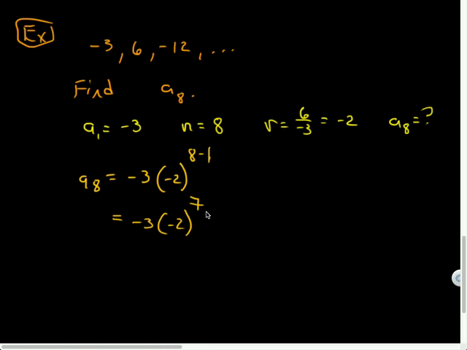Now, question. Is negative 2 to the 7th going to be positive or negative? Negative. Why? Because it has an odd exponent. Is the 8th term in this list going to be positive or negative? Positive. Why? Because if you're multiplying by another negative. Perfect. So this will be negative 3 times negative 2 to the 7th.